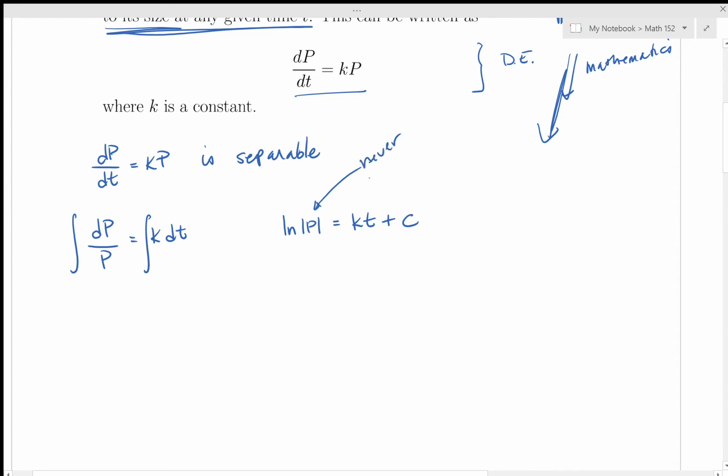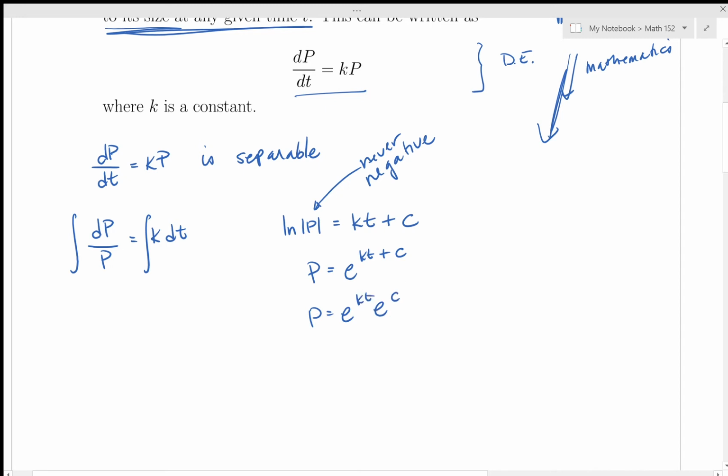It's physically a population. It's never negative. We don't have minus 10 people. So we're just going to remove the absolute values. And we've got P is equal to e to the kt plus c by exponentiating both sides. And then I'm going to separate using the laws of exponents like that.